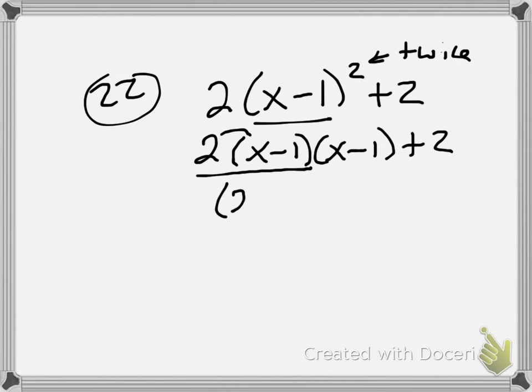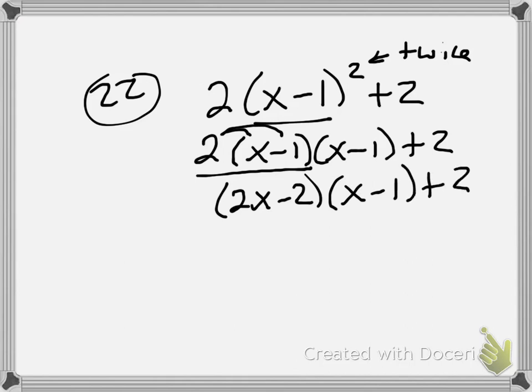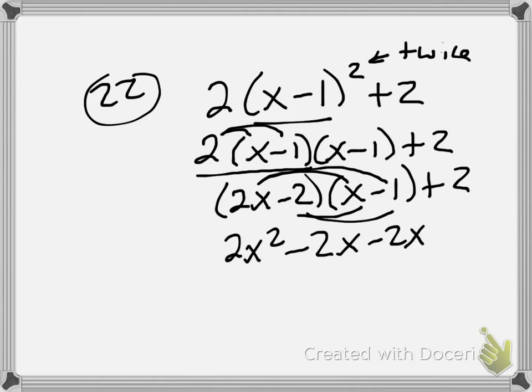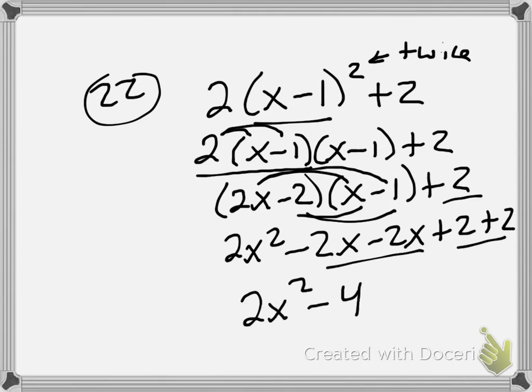So 2 times x is 2x. 2 times -1 is -2. I'm going to leave the rest of it the same for right now. And now we can multiply these together. So 2x and x would be 2x squared. 2x and -1 is -2x. -2 times x is -2x. -2 times -1 is a +2. But don't forget about this other plus 2 right there. That's where a few of you guys made mistakes in your last test. So 2x squared minus 4x plus 4 should be our final answer.